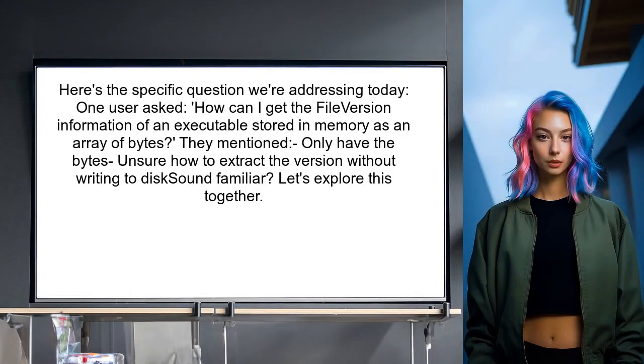Here's the specific question we're addressing today. One user asked, how can I get the file version information of an executable stored in memory as an array of bytes? They mentioned that they only have the bytes and are unsure how to extract the version without writing the file to disk. Sound familiar? Let's explore this together.